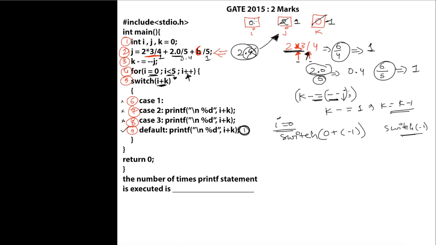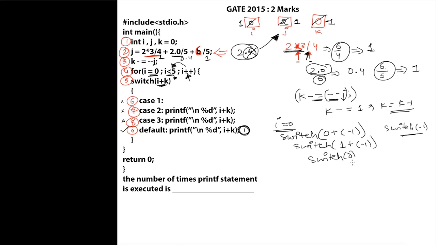So the value of I will become 1 now. When the value of I becomes 1, we'll check whether this 1 is less than or equal to 5. Yes, it is, therefore we'll go to the switch statement, and the statement in the switch will be I plus k, that means 1 plus of -1, so this statement will become switch 0.